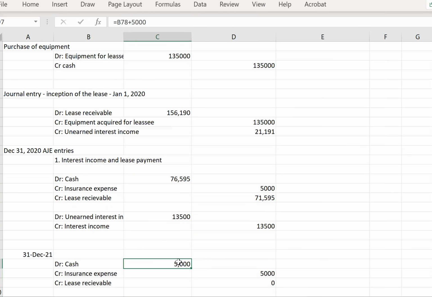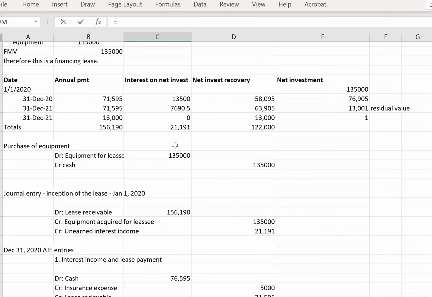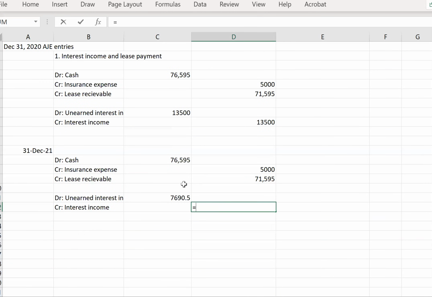So we're going to have debit cash. It's going to be the same amount. We're going to have the insurance expense. We're going to pull down our lease receivable by the same amount. And our unearned interest income is going to be this number this time. And same thing here.